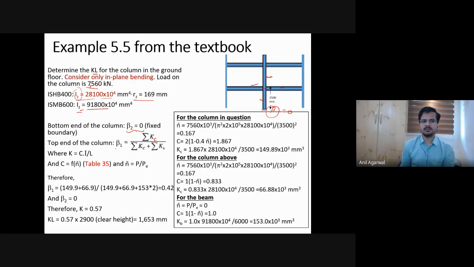Okay. So beta 1 will have in the numerator the k values of the two columns added together. And in the denominator, it will have the k values of all four members, two columns and two beams. Sigma kc, sigma kb, two beams and two columns. Okay. K for any given member is equal to CI by L. I and L is straightforward. What we need is C value. And C here is actually given in table number 35, which is a function of n bar.